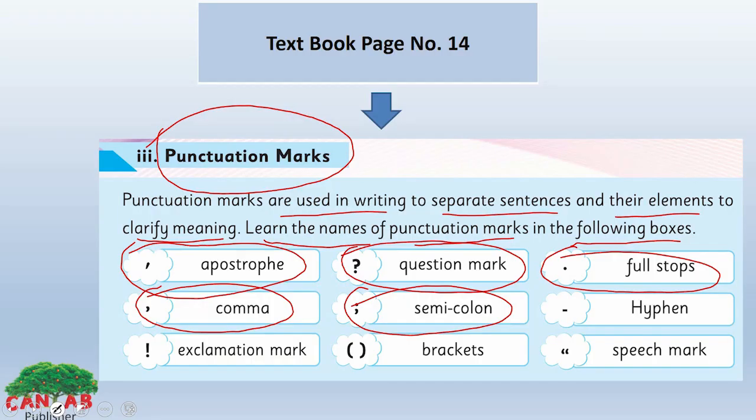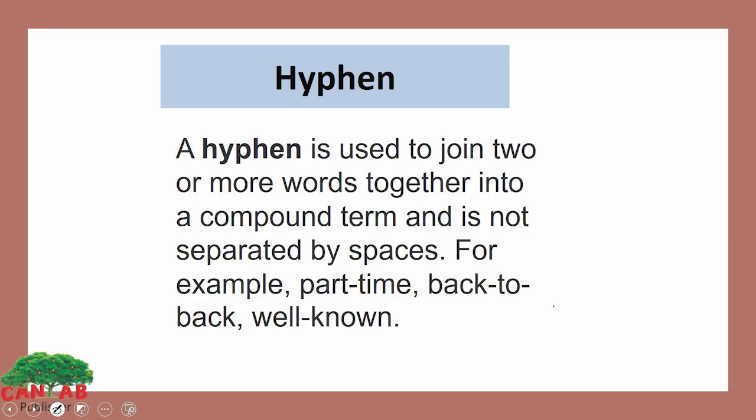Now look at the use of the hyphen. A hyphen is used to join two or more words together into a compound term, and it is not separated by spaces. We cannot just add a space between them. When two nouns, two adverbs or adjectives, or a verb and a noun come together to form another word, it is called a compound term.